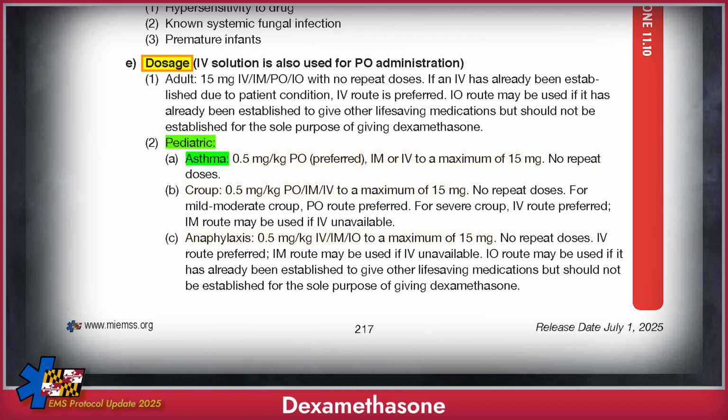For asthma, the PO route is preferred. For mild to moderate croup, the PO route is preferred, but for treatment of severe croup, the IV route is preferred. If an IV is unavailable, the IM route may be used. For anaphylaxis, IV is the preferred route, but IM may be used if an IV is unavailable. Dexamethasone may also be given by the IO route, but only if it has already been established to give other life-saving medications. An IO should not be established for the sole purpose of giving dexamethasone.